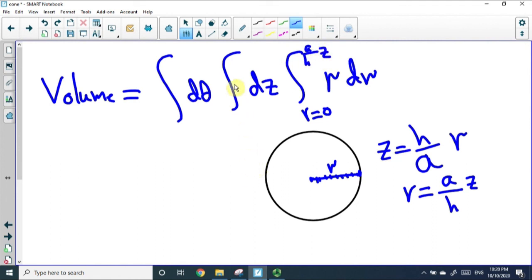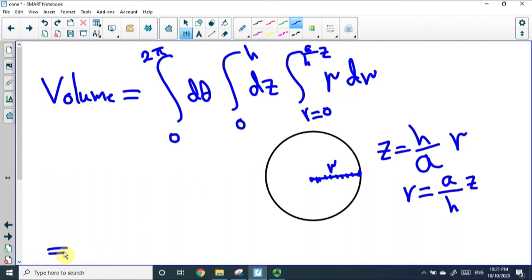Now, to do the integration over z, that's going to be easy. The lowest value for z will be 0, and that's from the tip of the cone up to the largest value of z, which is h. For theta, it's going to just be the rotation over 2 pi. So these are the limits if I do the integration over r first.